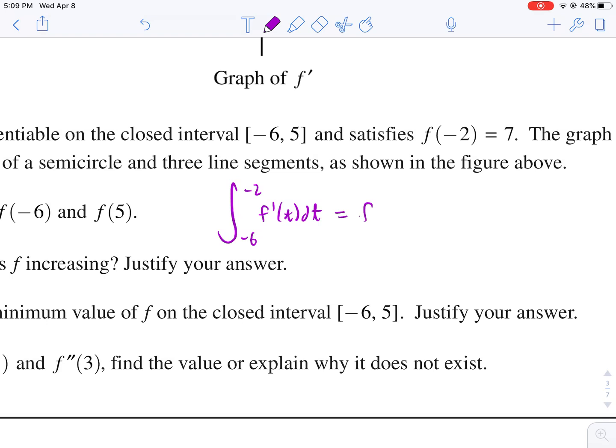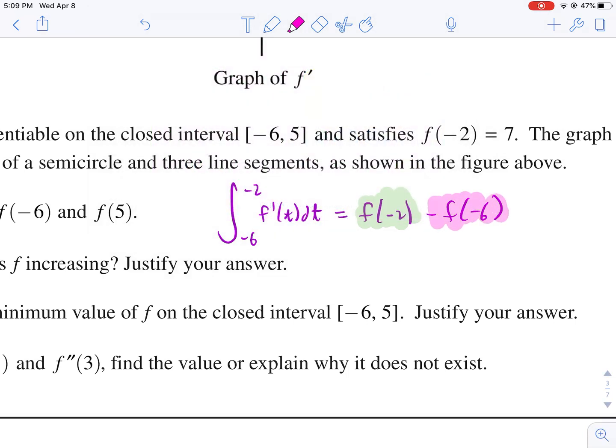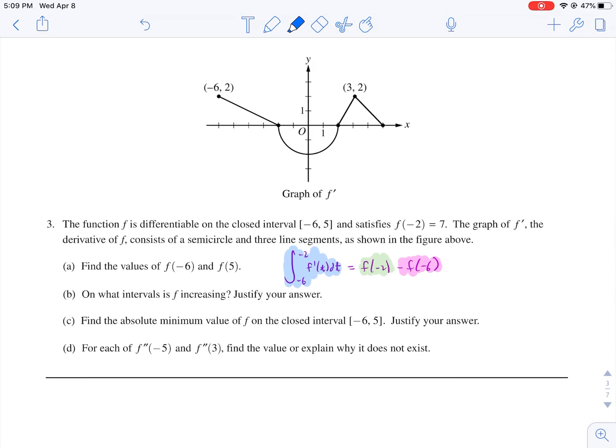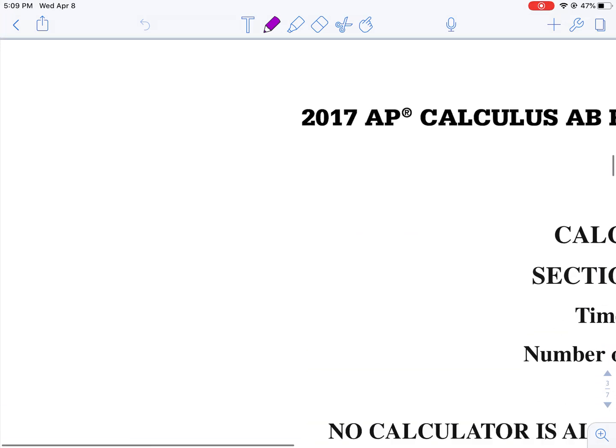And that's going to equal f of negative 2 minus f of negative 6. That's how you do integrals. It's the antiderivative with the upper bound plugged in right here, minus the antiderivative with the lower bound plugged in. Okay? Now f of negative 2 is a known number. We know that value. This is what we're trying to find. And this thing right here we can calculate because we can just do the area under the curve from negative 6 to negative 2, which is just this triangle right here. Okay, so here's the work for that.